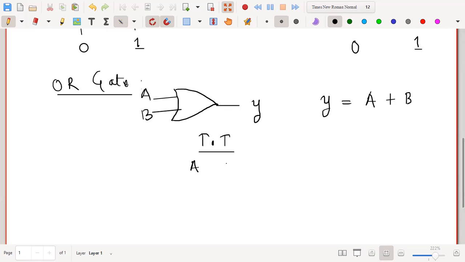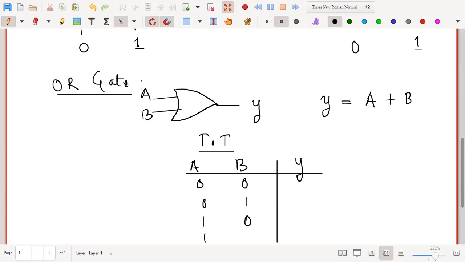Suppose I have the 2 inputs A and B, and then I have the output Y. First let me write down the possible combinations of A, B. Those are 0, 0, 0, 1, then 1, 0, and finally 1, 1. Now when any of the inputs is 1, the output is 1. In the first case, both inputs are low, so the output will be low. Here, one of the inputs is high, so the output will be high. Here, one of the inputs is high, the output is high. Here, both inputs are high, so the output will also be high.